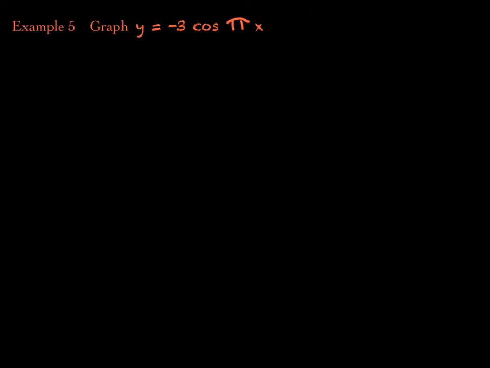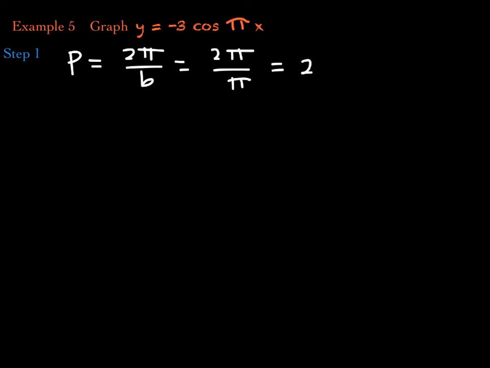All right, our last example like this one: y equals negative 3 times cosine of pi x. Let's find the period. It's 2 pi over b. In this case, it's 2 pi over pi, which is just 2. So the period is 2 units, so the interval used to be 0 to 2 pi, now it's just 0 to 2. Okay? Your left endpoint is 0, your right endpoint is 2.